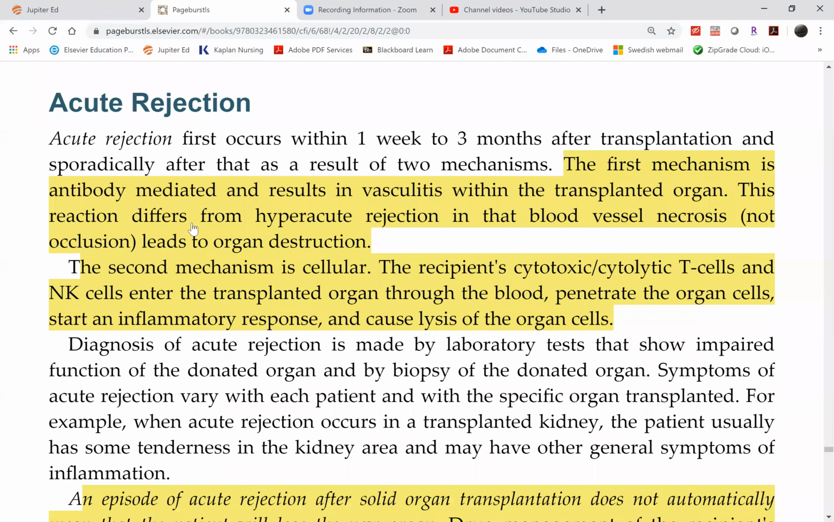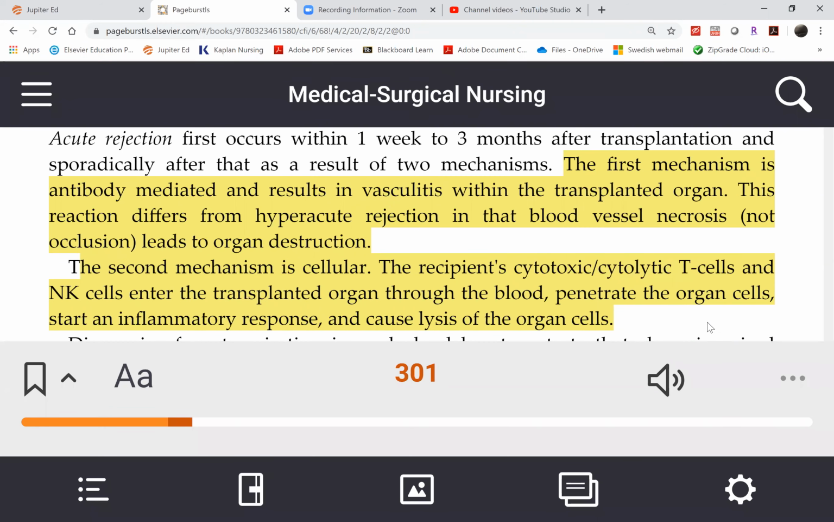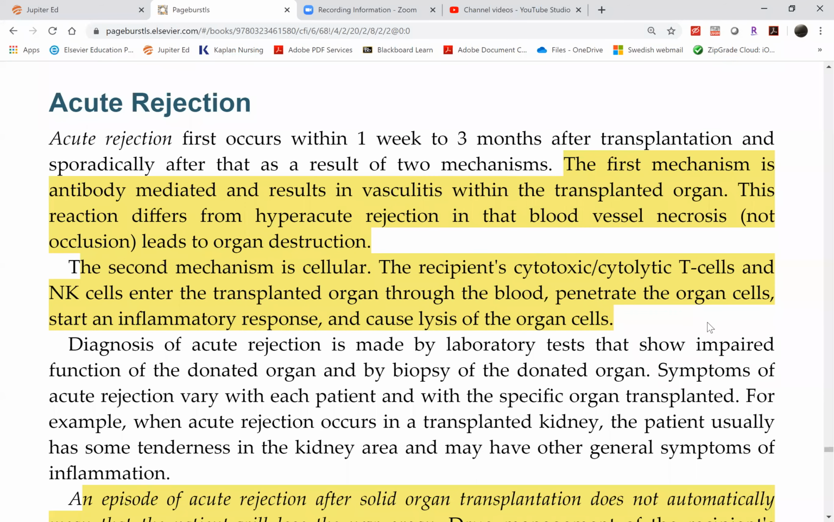Once the vessels are inflamed, of course, that narrows the lumen and reduces blood flow to the graft. The second part, which occurs simultaneously with the first, is cytotoxic. Even though we're already suppressing the host immune system, meaning they're already taking the anti-rejection medications, the immune system found a way to fight back.